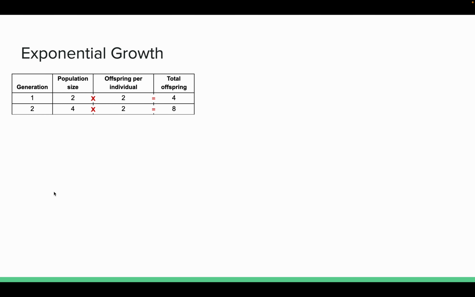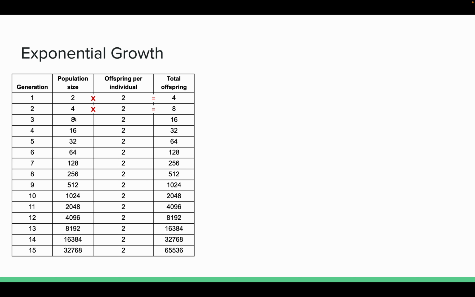So this is going to extend downwards now. We're going to add in the extra rows. So yeah, third generation, 8 individuals. And you can see that because each individual on average is producing 2 offspring, each generation is doubling in size. 2, 4, 8, 16, 32, 64, and so on.